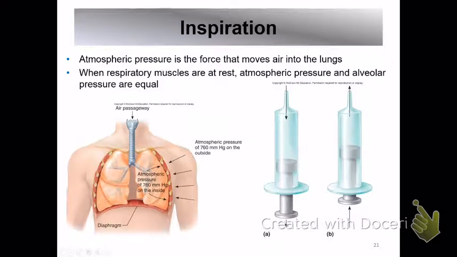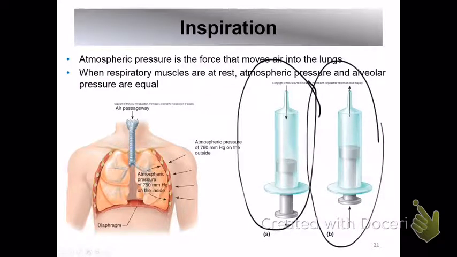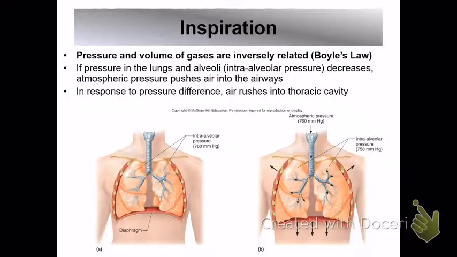As the volume increases, pressure decreases. So they are inversely related. Pressure and volume are inversely related. Okay, so you highlight it, inversely, but you want to know one increases, the other decreases. If the pressure in the lungs and the alveoli decreases, atmospheric pressure, the atmosphere, is going to push air down in response to the pressure difference. So it's so neat that the atmospheric pressure kind of controls that.